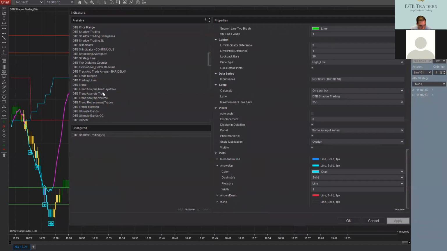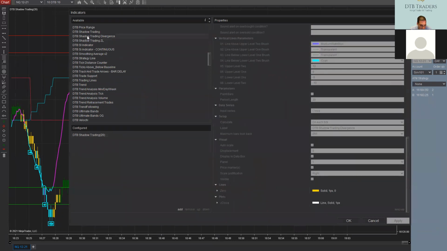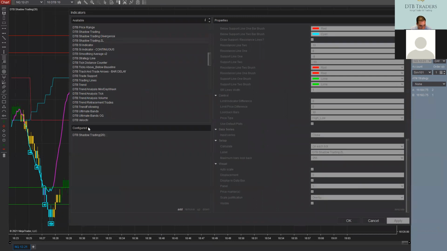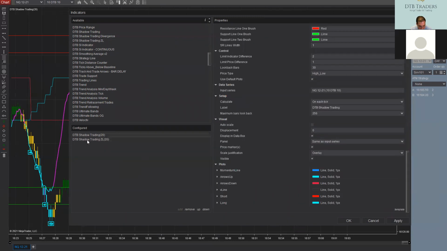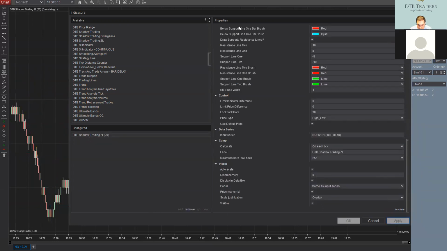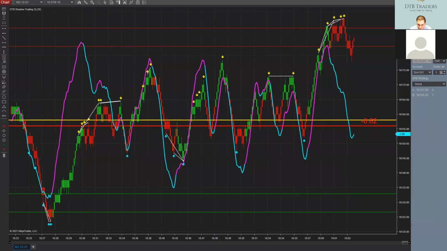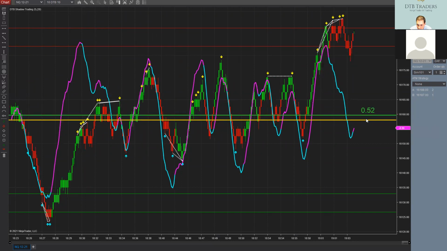So that's the first value of that. The second, the shadow trading divergence, we've covered before. The next one is the shadow trading zero line. So this one here is just displaying price a little bit differently to the other one, in that it is showing a specific coloring of the bars once the price closes above the zero line. So the zero line is this figure over here.